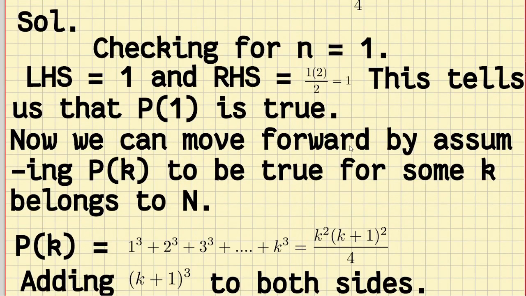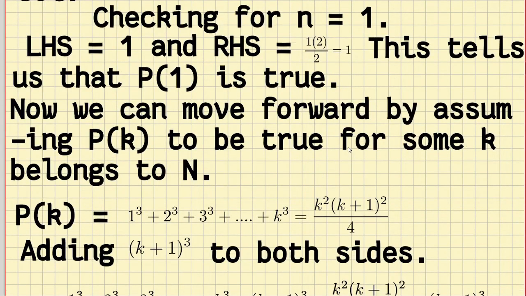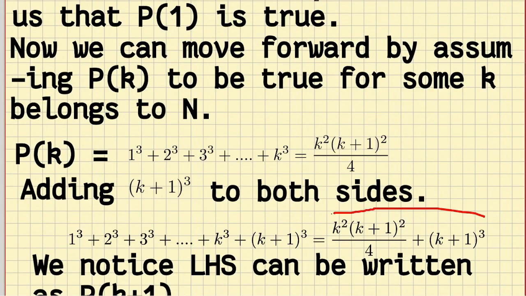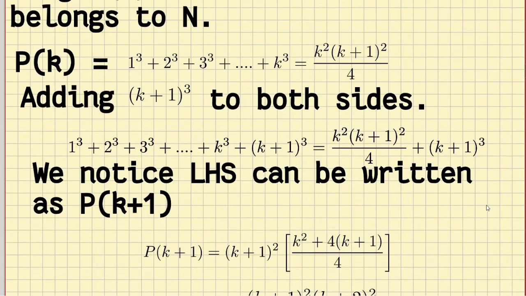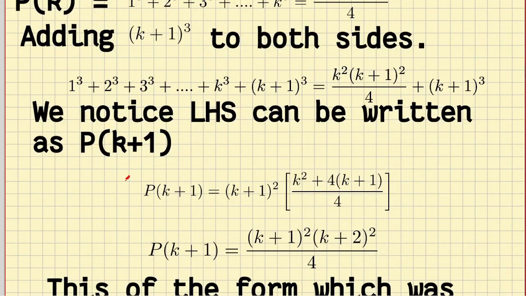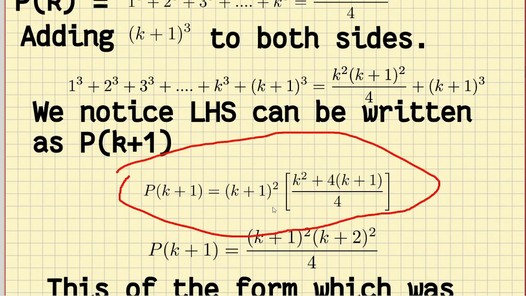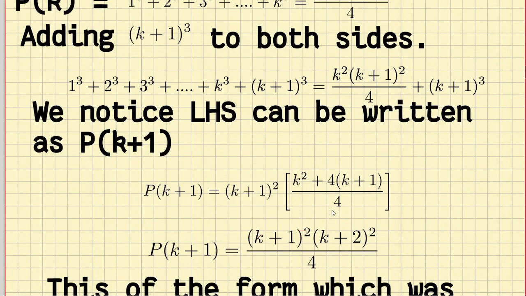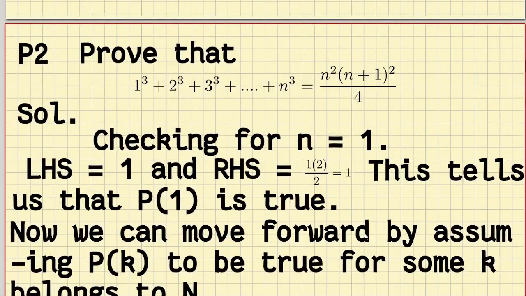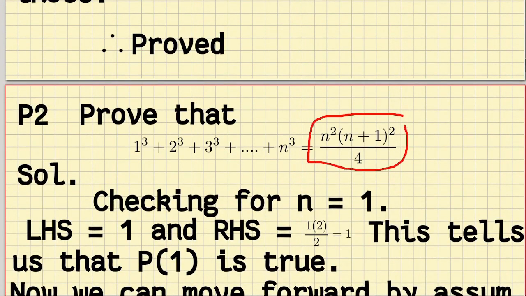So first I will add (k plus 1) cube to both sides. Then I will try to get it into a form of k plus 1. Now I can simplify it like this. So I get the sum up to k plus 1 equal to (k plus 1) square times (k square plus 4k plus 4) by 4. This is simplification; I am taking out the common factor. Now we get this form, which was expected. Since you know that the statement was like this, if I replace n with k plus 1, then I get this statement.